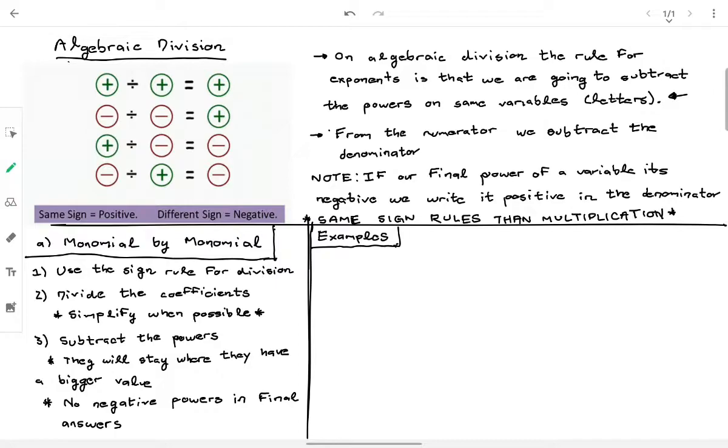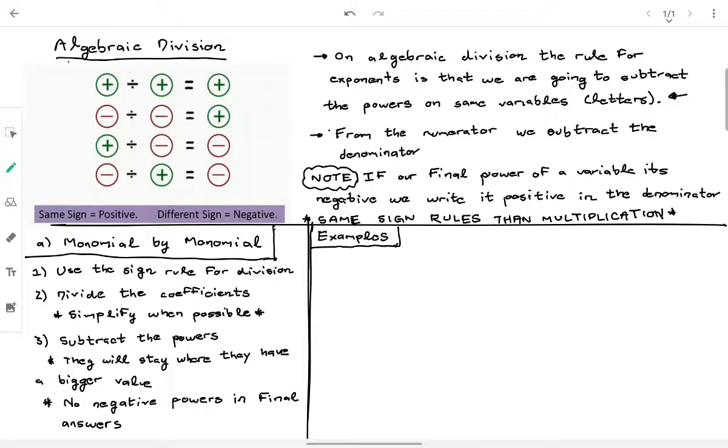We are going to use this specific rule for exponents. It says here a little note. It says, if our final power of a variable is a negative one, we write it positive in the denominator. So the general rule says that we are going to subtract the denominator from the numerator, but if the final answer is a negative one, we put that specific variable in the denominator as a positive one.